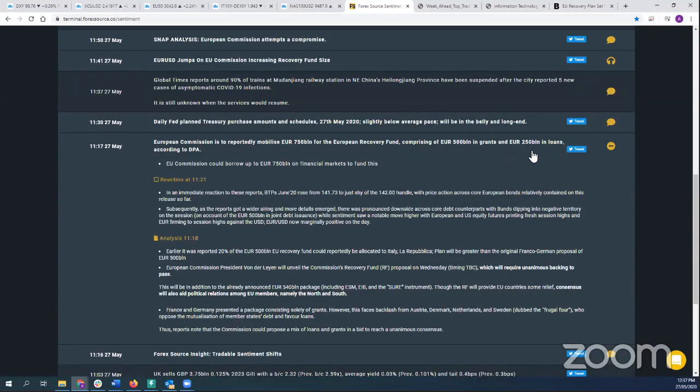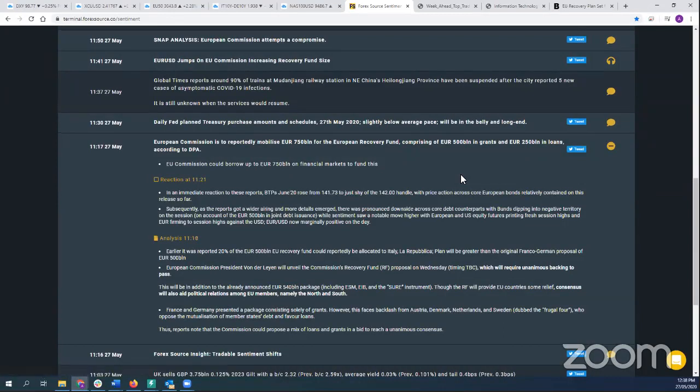The reason why they added loans was obviously due to the pushback that we had over the weekend from the more frugal states, called the Frugal Four, which is basically Austria, Denmark, Netherlands, and Sweden. What they said is that, listen, guys, this 500 billion is a little bit too much. The size was one of the issues that they had. Apart from that, they didn't want to offer that 500 billion in the form of grants like the Franco-German proposal. They wanted to offer it in the form of loans rather.